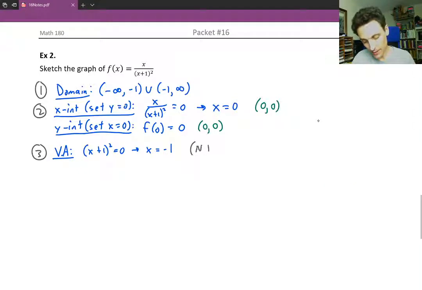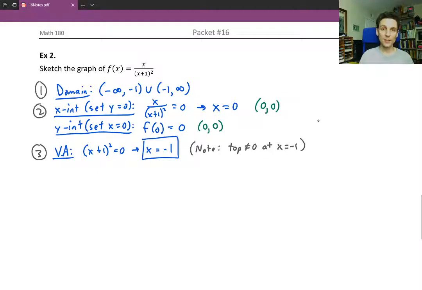So note the top is not equal to 0 at x equals -1. So there's a vertical asymptote, x equals -1. Let's look at horizontal asymptotes, the funnier of the two asymptotes.